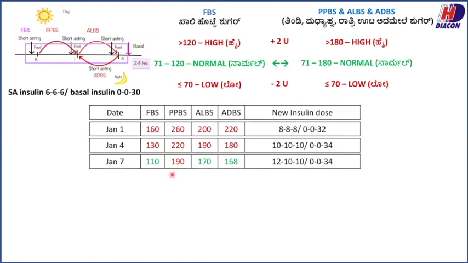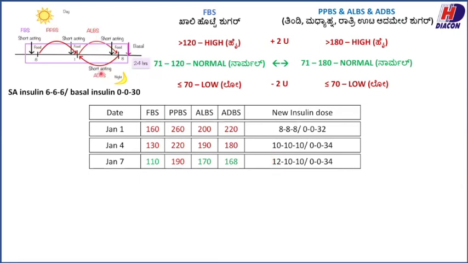After meals, post-breakfast is 190. So that is more. After lunch and after dinner is 170, 168, which is in the normal range. So our post-breakfast blood sugar here is controlled by our morning dose of short-acting insulin. So because our PPBS is high, it tells us that the morning insulin dose is still not enough for us. So 10 plus 2, we increase it to 12 units.